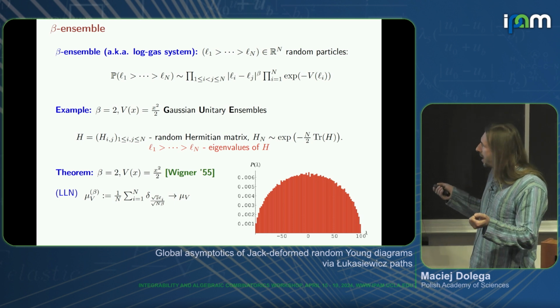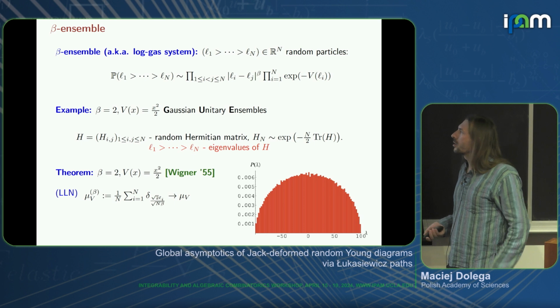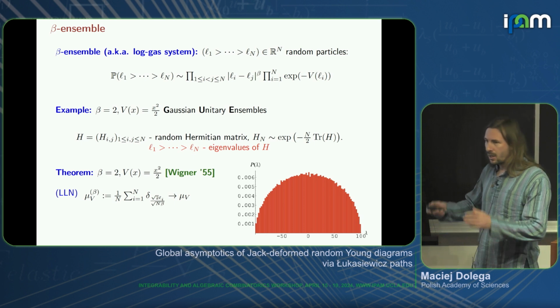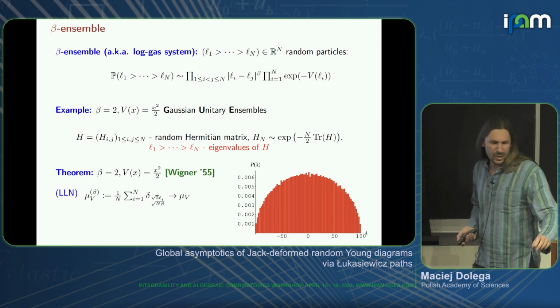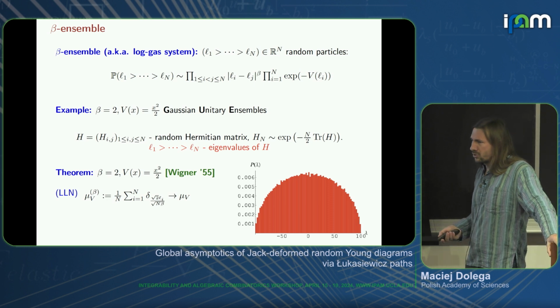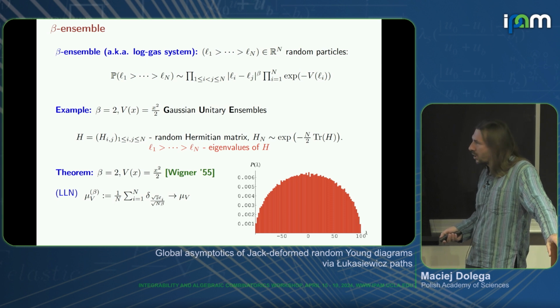And this is one of the very first famous results, a law of large numbers. Namely, if you look at how the eigenvalues of a very, very large random Hermitian matrix look, they start to be closer and closer to this shape. When n is tending to infinity, their distribution converges to this shape. It was discovered by Wigner.